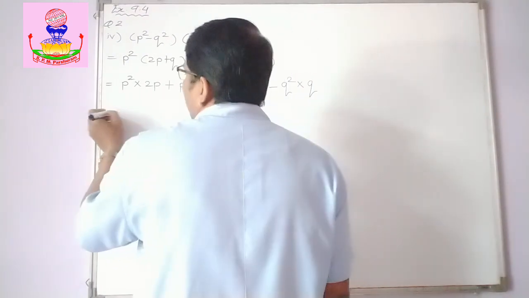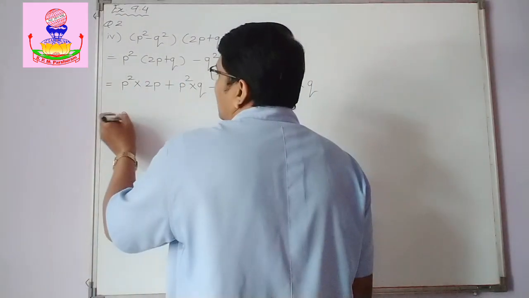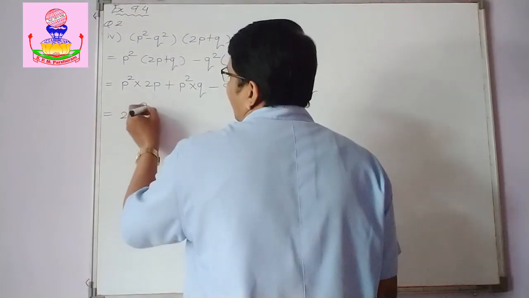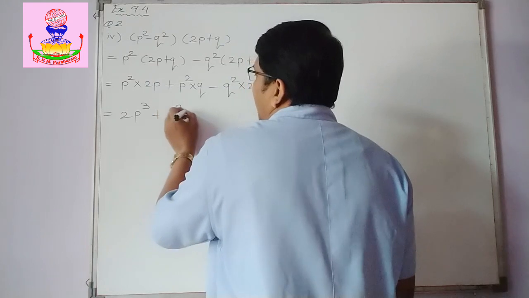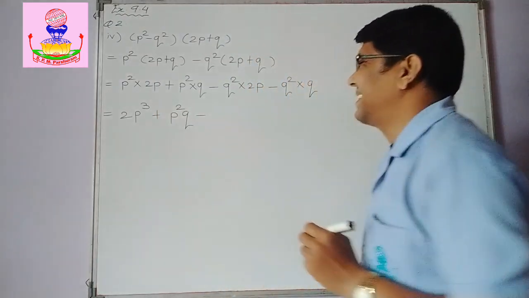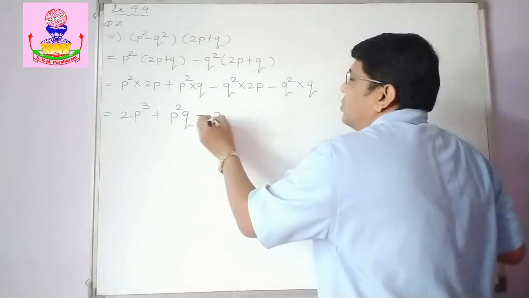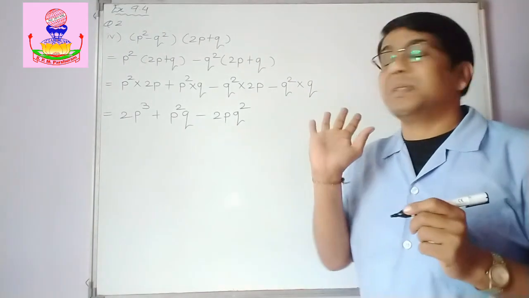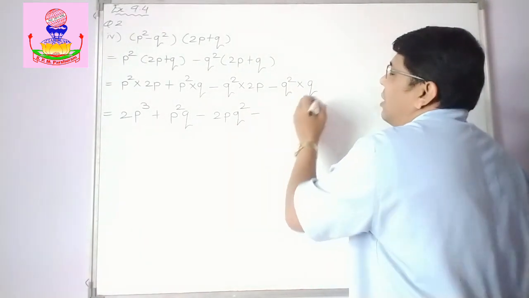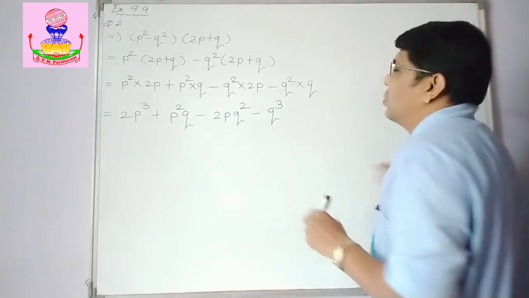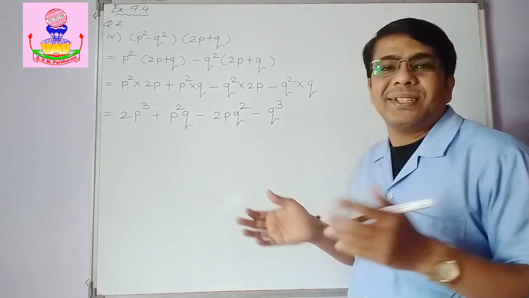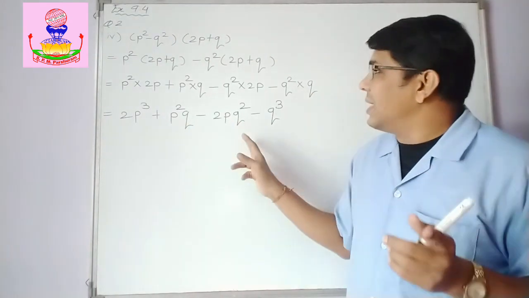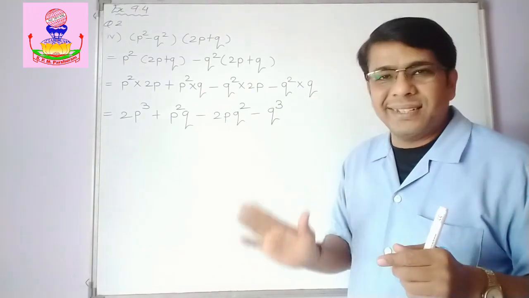Okay, so that is equal to, now see, 2 1s are 2, p square into p, how much? Yes, 2p cubed, plus p square q, minus 2 1s are 2, 2pq square. Don't change the powers, be careful of the powers. Okay, now q square into q, that is q cubed. Are there any similar terms? Not at all. This is p square q and this is pq square. So they are not similar terms.